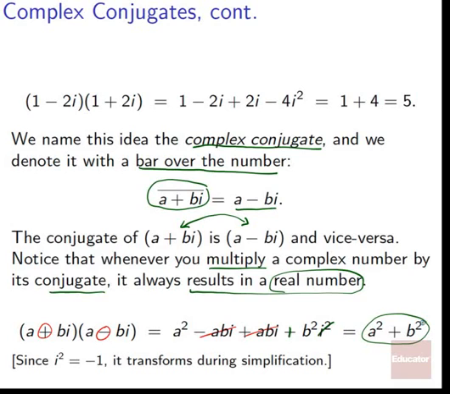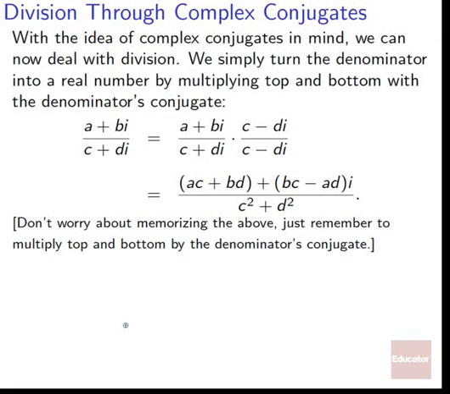a and b were just real numbers, so we've got something that's entirely real. We started with imaginary things, but by multiplying these together, choosing carefully what we had, we're able to knock out imaginaries entirely, get something that's just real. With this idea of complex conjugates in mind, we can now deal with division.